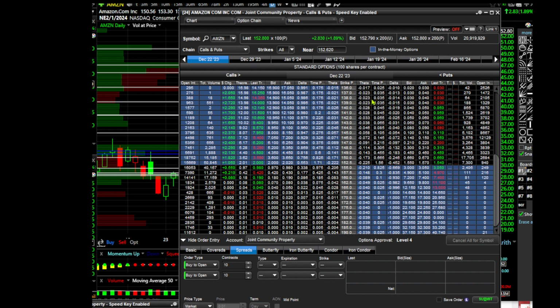Now, let's just break down the option chain real quick. Right here it says open interest. Does anybody know what open interest means?